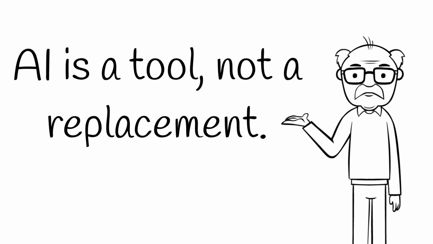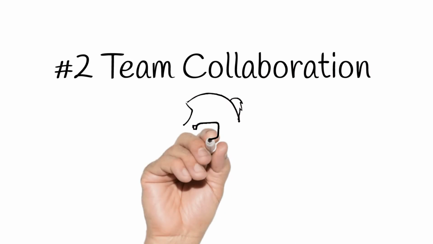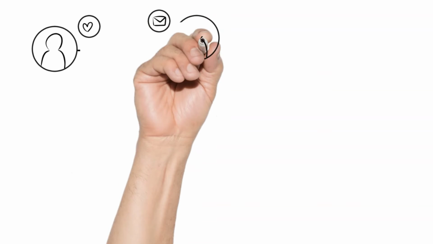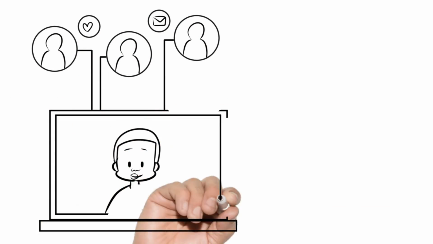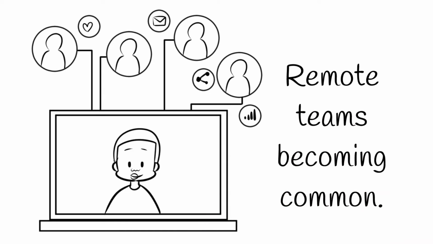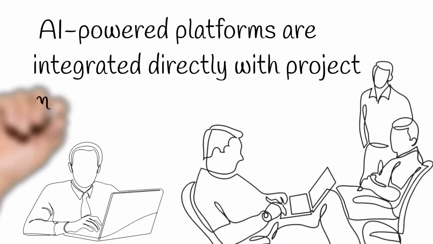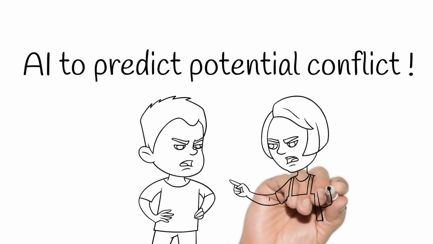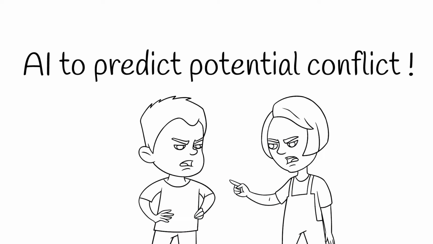Now, what about team collaboration? Oh yeah, that's always a challenge, especially with remote teams becoming so common. Right, and that's where AI gets really interesting. Okay, tell me more. We're not just talking about your basic communication tools anymore. Think Slack, but on steroids. These AI-powered platforms are integrated directly with project management software. They can analyze team communication for potential conflicts. Really? Yeah, even suggest solutions based on past project data. So it's like having a virtual project manager, almost. Almost. And get this, they can even automate task assignments based on team member skills and availability.